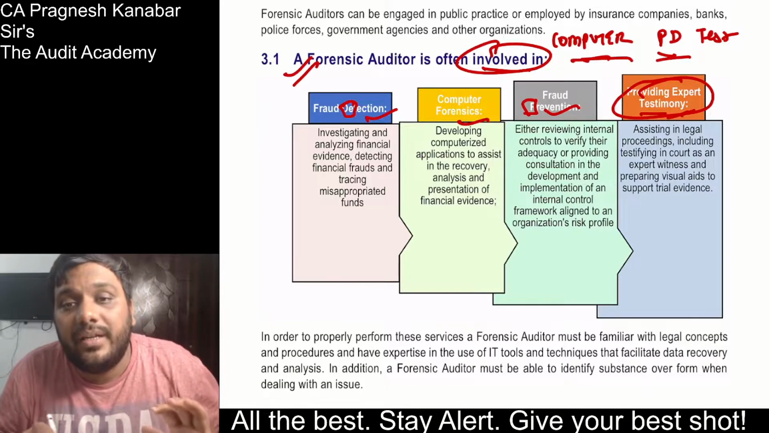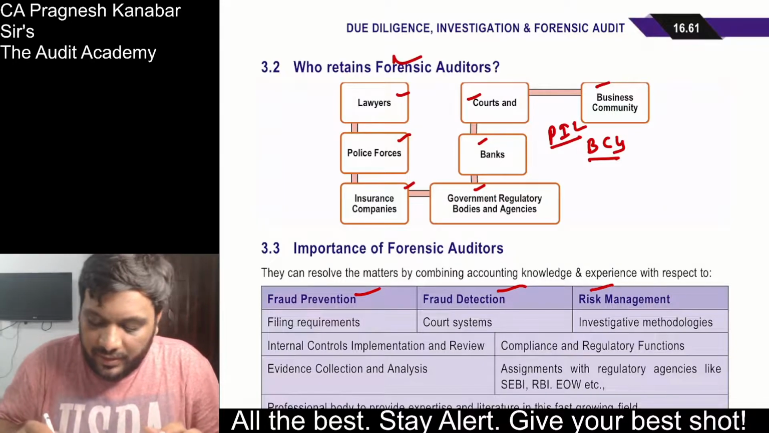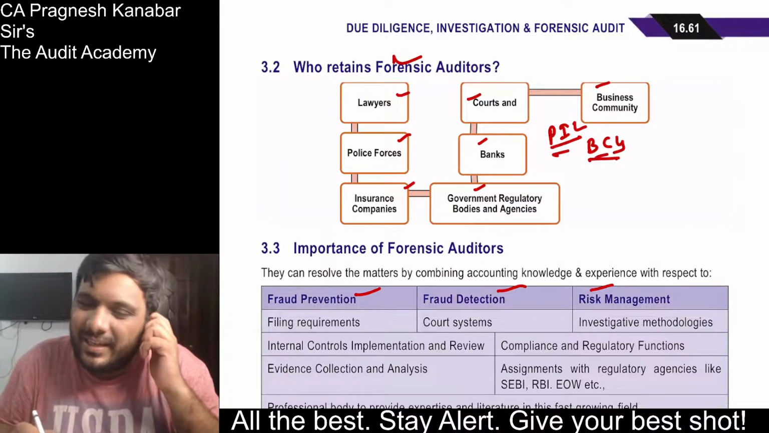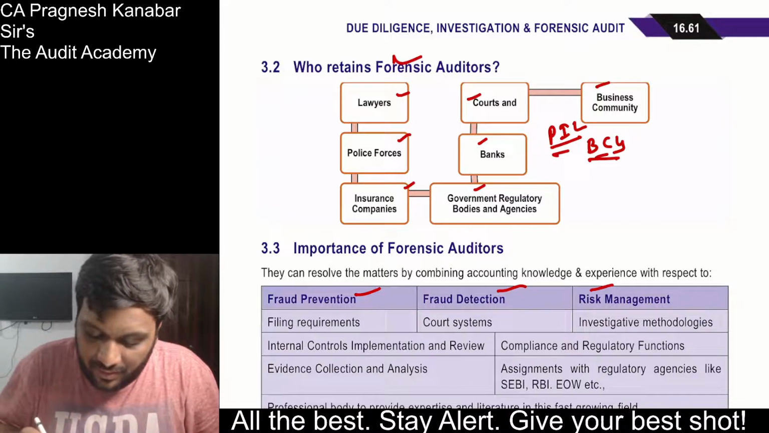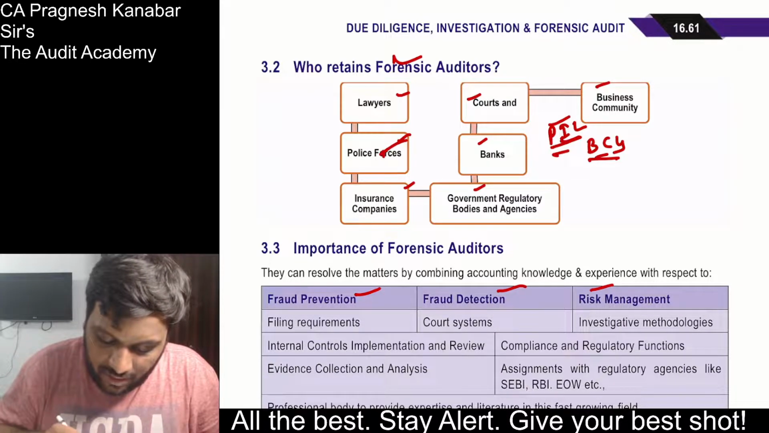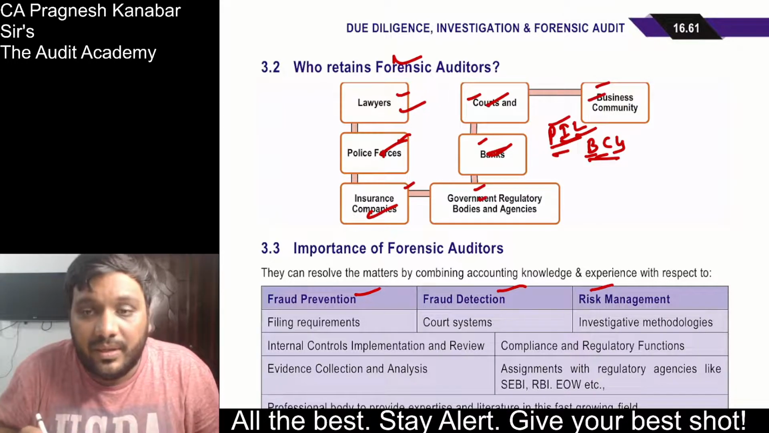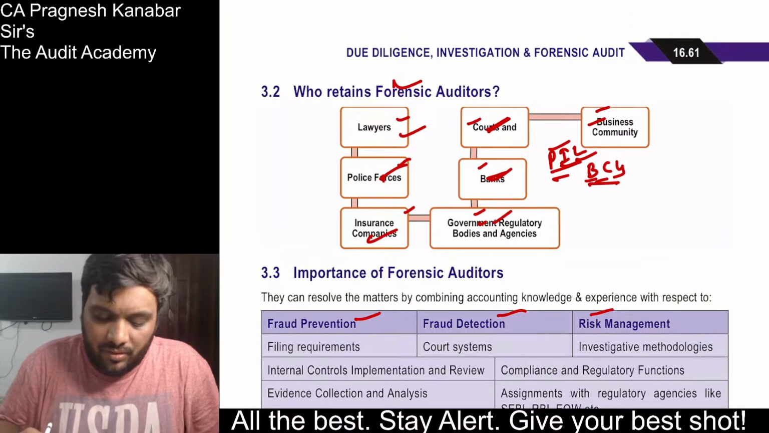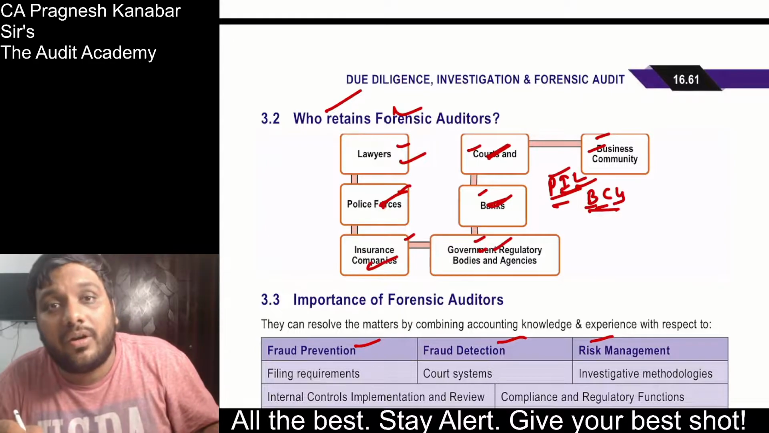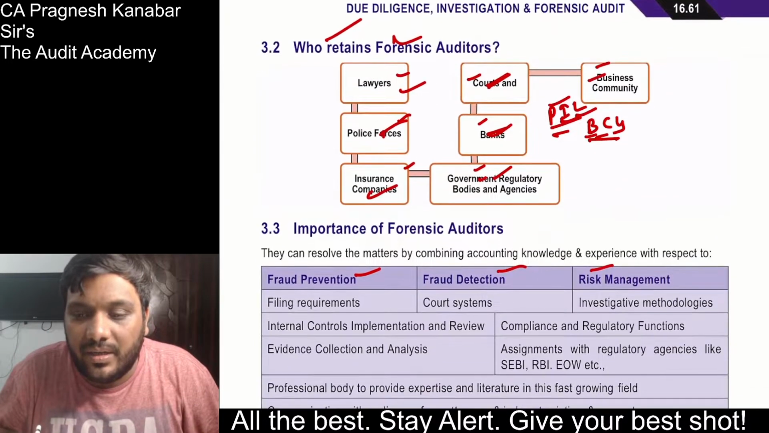Then computer, prevention, detection, and testimony. Okay, who retains a forensic auditor? PIL, BCG. Basically every party would want a forensic auditor, all the big people. So P, police forces. I, insurance companies. L, lawyers. BCG: banks, courts, and government regulatory bodies, and business for B. All right, so these people retain forensic auditors for their services. Correct. So these are a separate set of questions that can be asked.